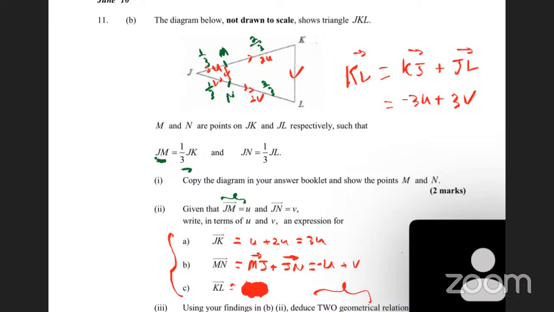It'll be minus 3U because you're going against the arrow. Why is that happening? You're going against the arrow there, and here you're going with the arrow. From K to J, you're going against the arrow. Okay? All right, let's go again.